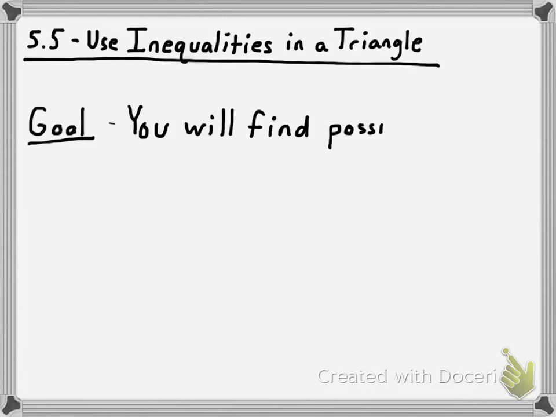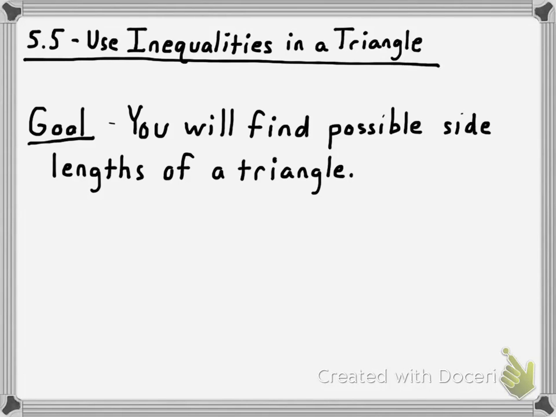Now what we're going to do is look at how you find the possible side lengths of a triangle. It turns out you can't just make a triangle with any side length you want. You can't just say, I want a triangle that's 5 centimeters long on one side and 10 centimeters long on another side and 15 centimeters long on a third side. Sometimes random numbers will end up working out, but often they will not.